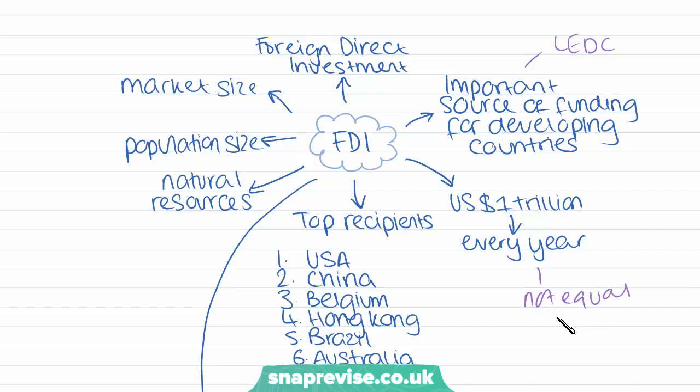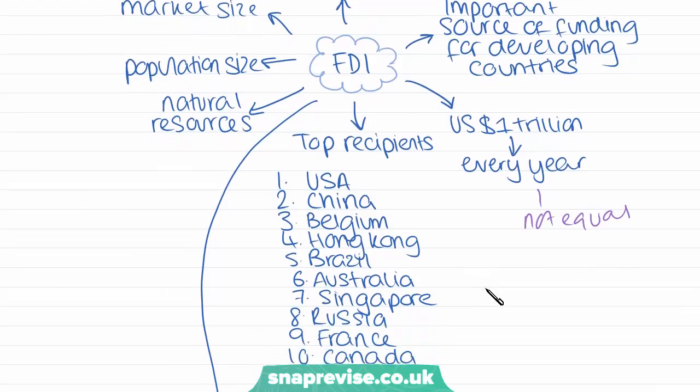There are some countries which are receiving more foreign direct investment than others, and these are the top recipients of FDI in the world, with the USA being at the top. And here we have a mixture of emerging economies and the most developed countries. So we have USA, China, Belgium, Hong Kong, Brazil, Australia, Singapore, Russia, France, and Canada. So you can see it's mostly dominated by the most developed countries. However, we do have emerging countries like China and Brazil and Hong Kong, as well as Singapore and Russia, which is a former communist country as well in this list. And these are the top recipients of FDI.